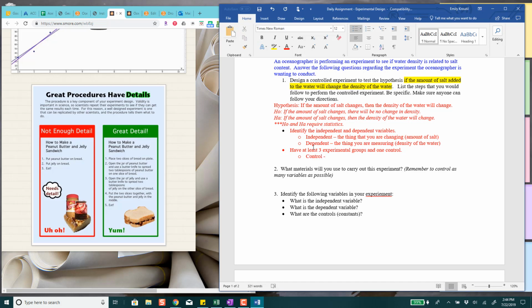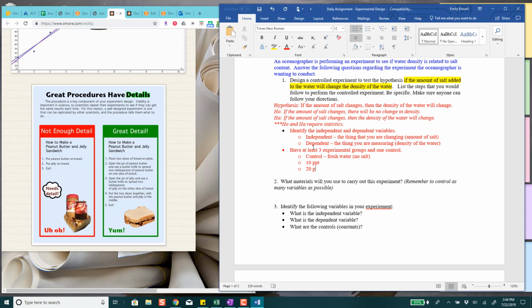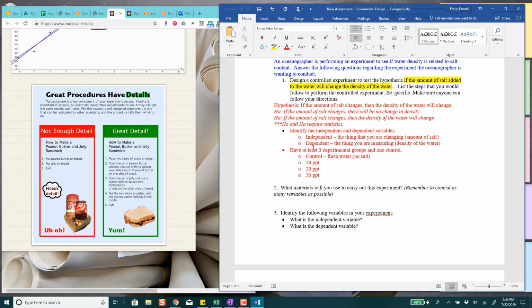Okay, because you're testing salt water and the density, for your control you're going to use fresh water. Water with no salt. Okay, and then you could do different parts per million or whatever. So you could do parts per thousand, parts per million. You could do 10, 20, 30, whatever it is. Okay, these are examples. Okay, so you'd have at least these 3, and then you'd have your control. So you'd have 4 groups.